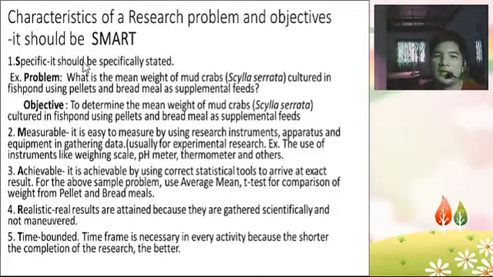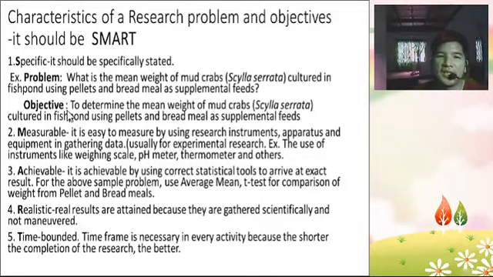Okay, kailangan eksakto. For example ng problem, what is the mean weight of mud crabs Scylla serrata cultured in fish pond using pellets and bread meal as supplemental feeds. So dito sa problem na ito, gusto niyang malaman kung ano yung mas maganda. Kung ano bang mas mabigat ang resulta ng mga mud crabs, yung pinakain ng pellets or yung pinakain ng bread meal as supplemental feeds. Okay? So that is a research problem.